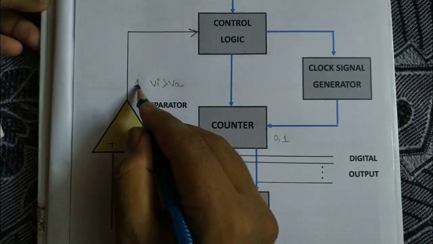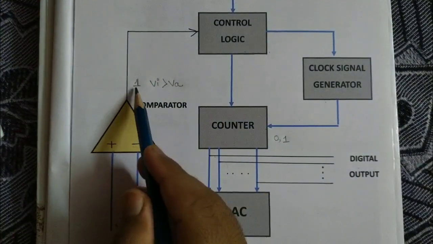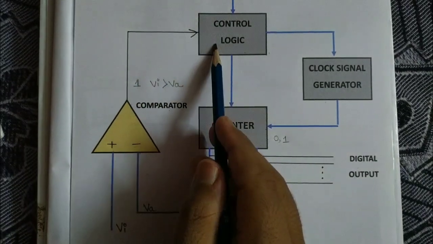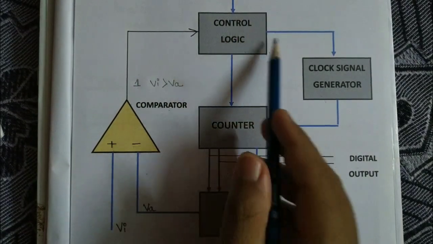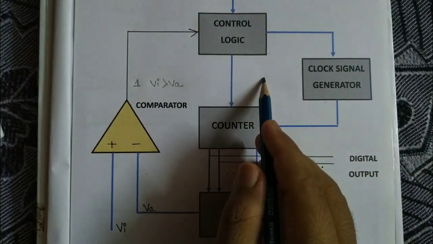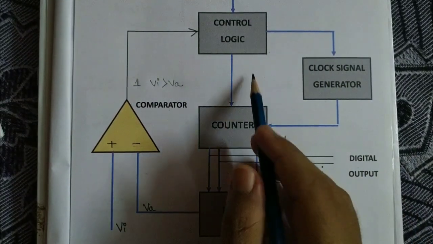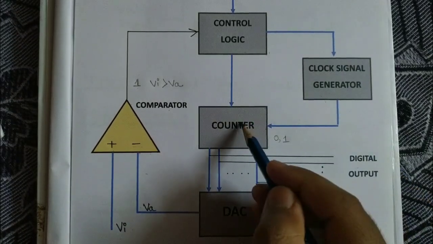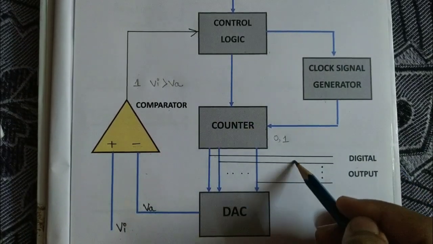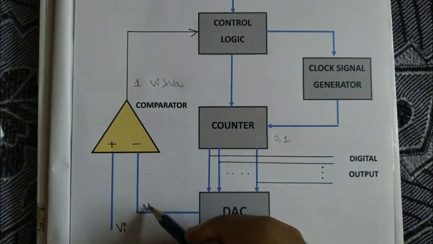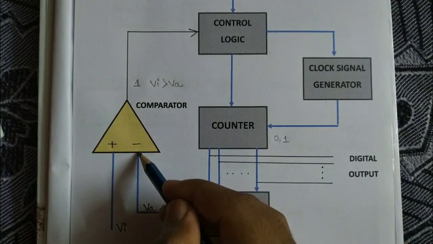It will produce 1. When it produces 1, this comparator will give the signal to control logic, and control logic will begin all the work just like previous. It will reset the counter and instruct the clock pulse generator, then counter will produce digital output and it is fed back to DAC, and DAC produces VA and it is fed back to the inverting terminal of the comparator.